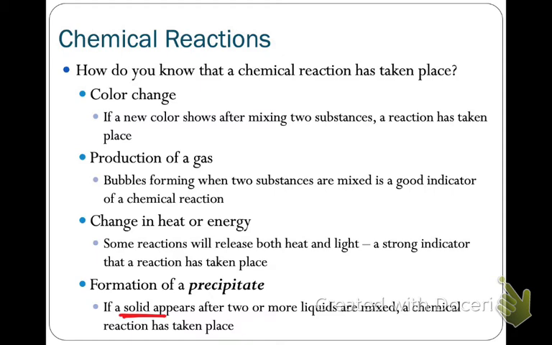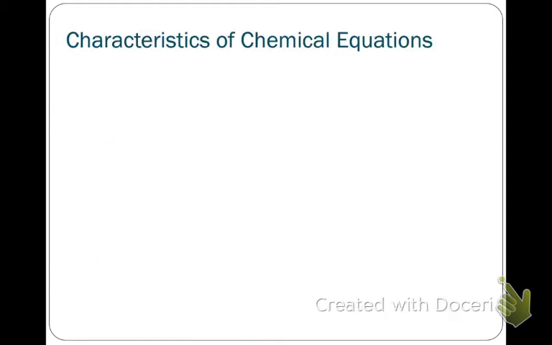Okay, so those are just some indicators. You might even write it up here. These are chemical reaction indicators. Oops, I can't spell. Okay, indicators, that's indicating to us if a reaction has taken place or not. Okay, so what are some characteristics of chemical reactions?